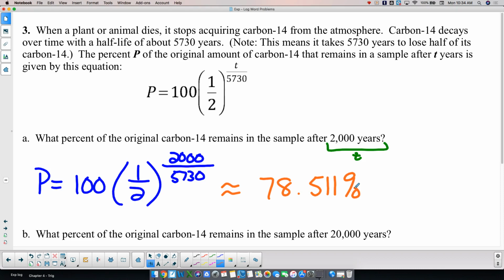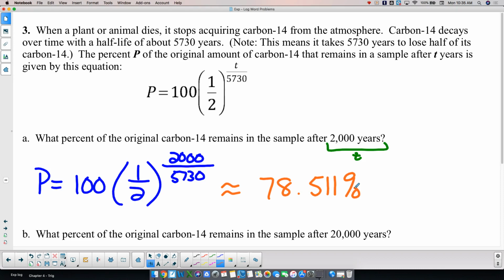Now, logically, does this make sense? 2,000 years from now, we've got 78% of our carbon-14 left. Logically, does that make sense? If I were estimating, would 78% be a good estimation? Why, Bill? Because it takes 5,730 years to take away half of it.